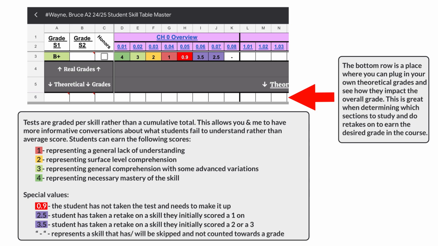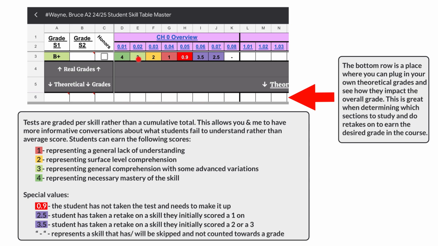Now that we understand all of those scores and what they mean, I want to talk about one of the things that you will have active agency with in terms of strategically thinking about how you might want to do retakes to improve your grade. And that is going to be the bottom row. Now, if you notice, it's mostly empty. This is where you can actually type in your own score.